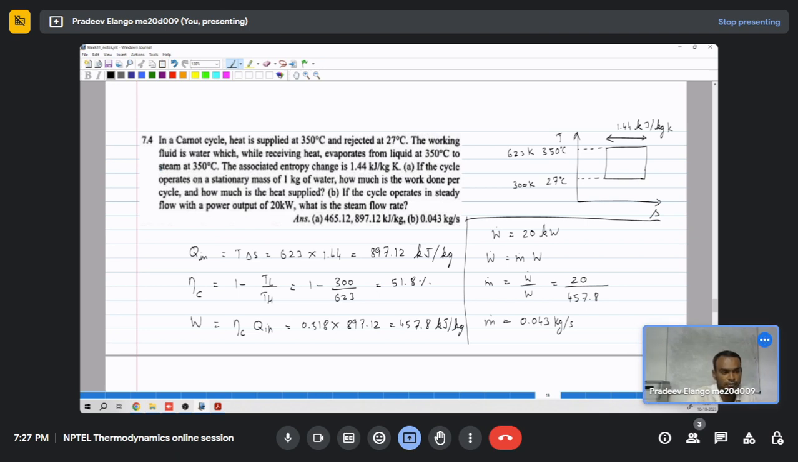Any questions? Sir, from the question, the associated entropy change, can you explain that point? Okay. The associated entropy change is given as 1.44 kJ per kg. So while receiving heat, the working fluid is water, which receives heat, evaporates from liquid at 350 degrees Celsius to steam at 350 degrees Celsius. So while heating, the temperature is constant, and they have given what is the entropy change associated. So that is from this point to this point.